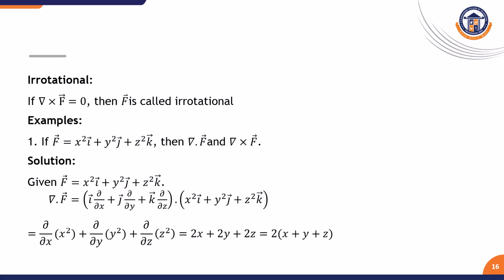The next example: one vector function is given. Using this, we are going to find the divergence of f vector and curl of f vector, or in notation, find del dot f vector and del cross f vector. First, we write the given vector function f, then del dot f. We know the expansion of del, so it is del dot the given vector point function. Both are dot products. When we apply the dot product, i vector dot i vector is 1, j vector dot j vector is 1, k vector dot k vector is 1. But i vector dot j vector is 0, and unlike vectors give 0. So the final answer is 2 into x plus y plus z.